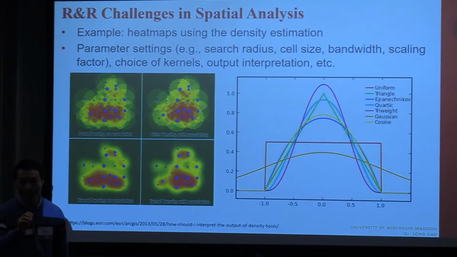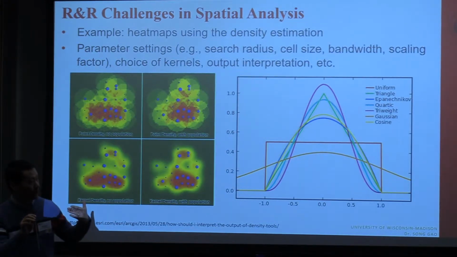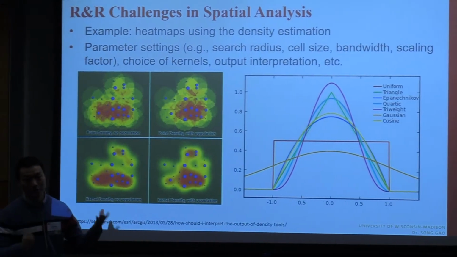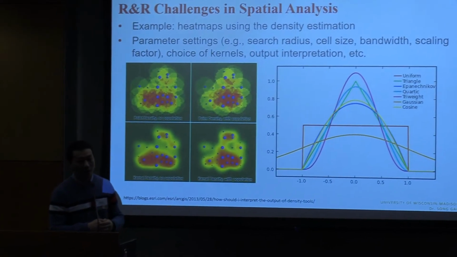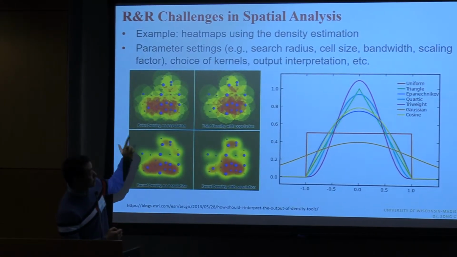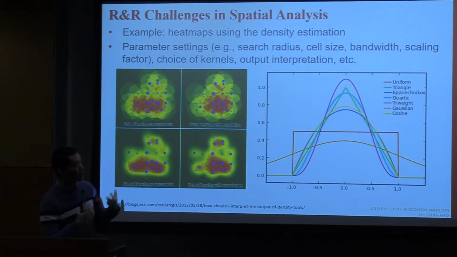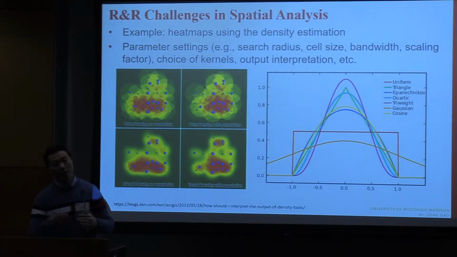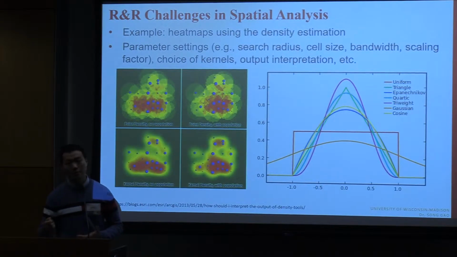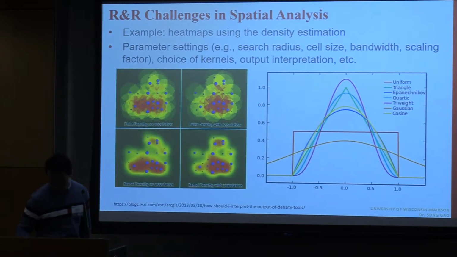Actually, there is one forum discussing this, and if the student took another package, where the developer by default chose another kernel, then even using the same parameters or the same data sets, they might get different results. Also, there are different parameter settings like search radius, cell size, bandwidth, scaling factor, and a lot of other things. So the key point here is how we could incorporate a way to also publish these parameters, maybe using metadata or maybe the provenance-based model we mentioned this morning.